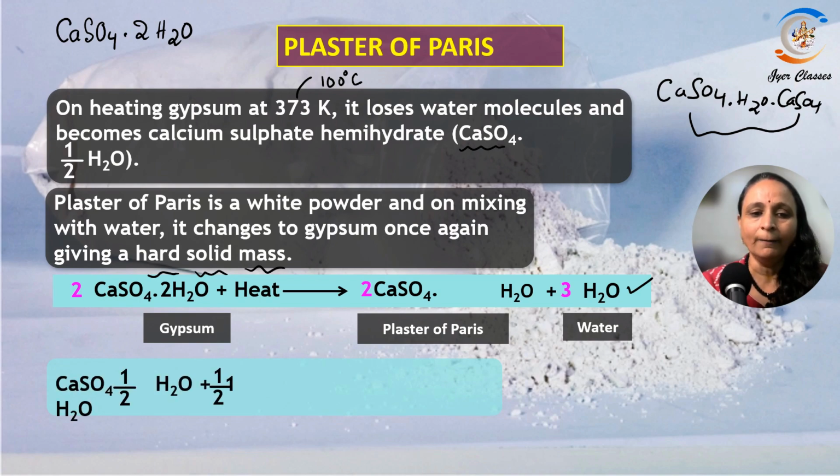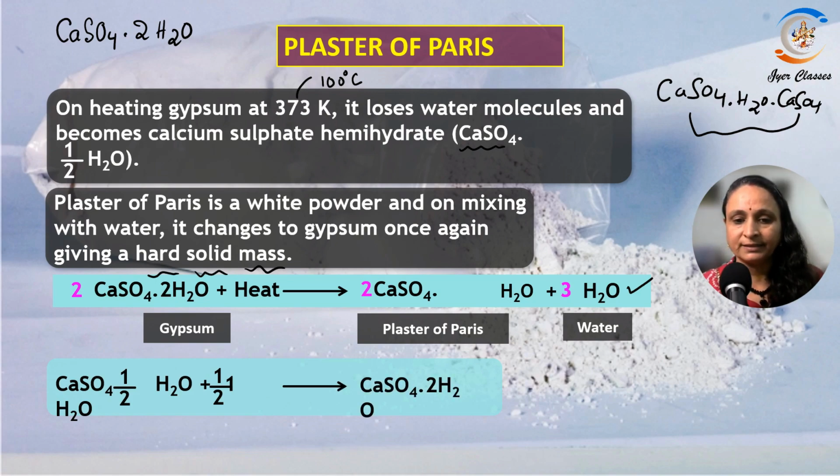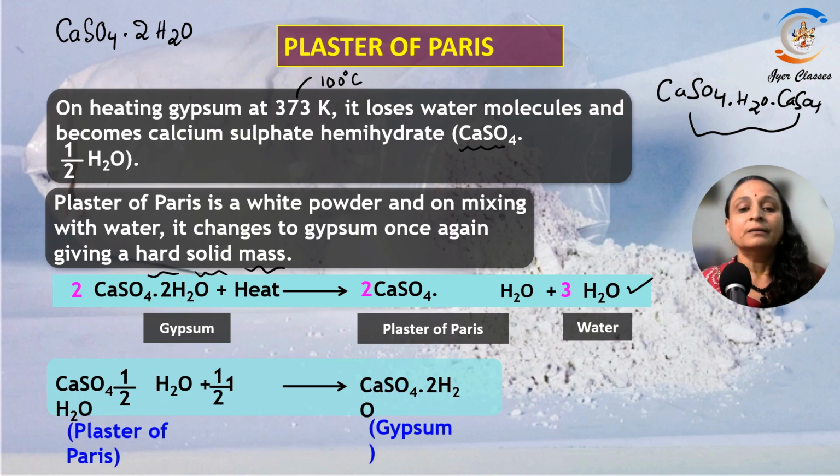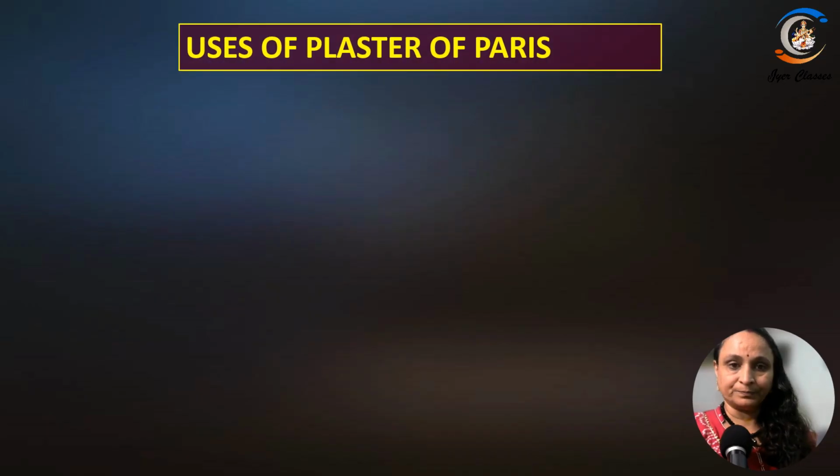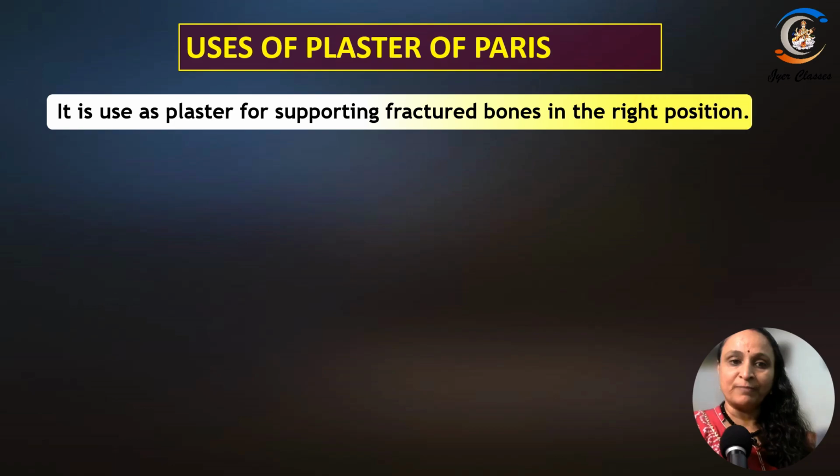You can see here. So, what happens when you again add water to it? It will become gypsum again. What is gypsum? Gypsum is again a very, very hard set solid. It is a hard set solid. Clear? Okay.